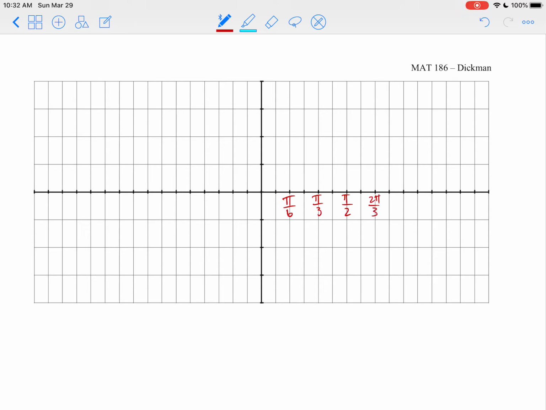and then 5 pi over 6, and then 6 pi over 6, which is pi, and then 7 pi over 6, and then 8 pi over 6 is 4 pi over 3. All right, and we can fill this in going in the negative direction as well.